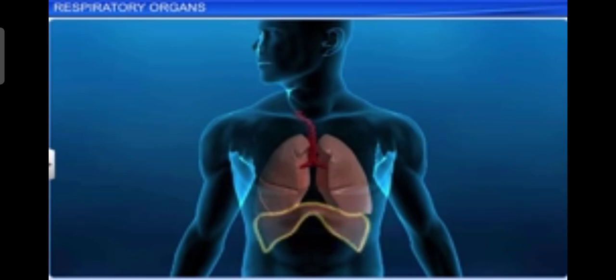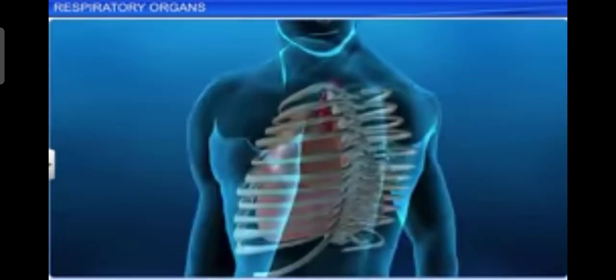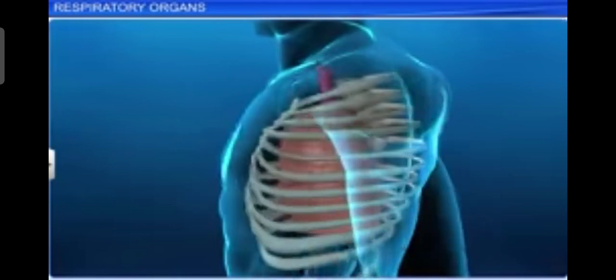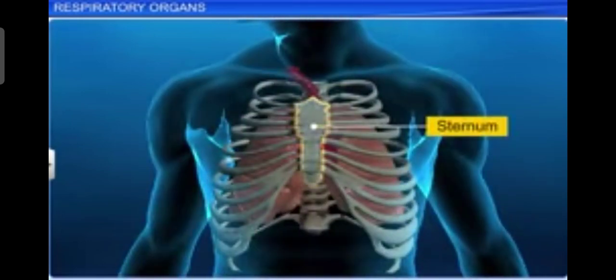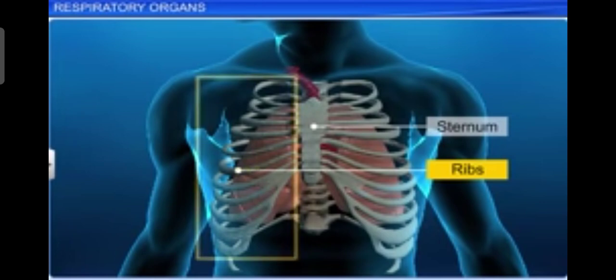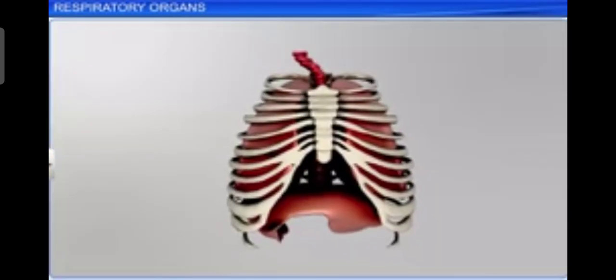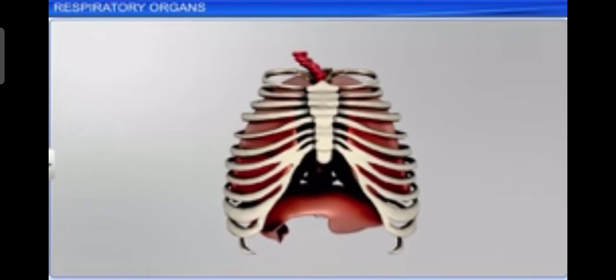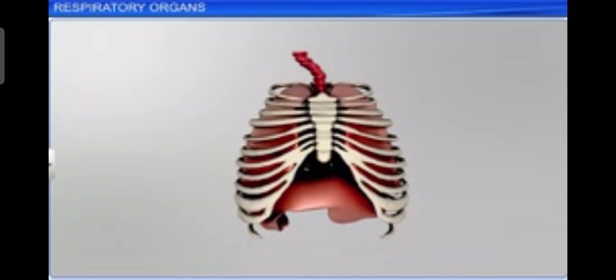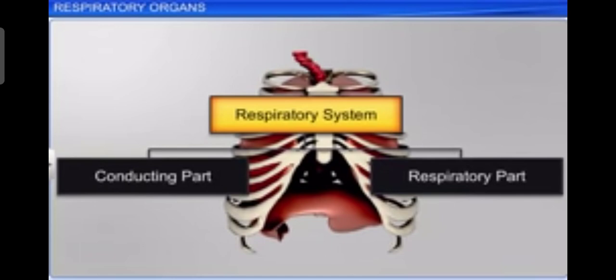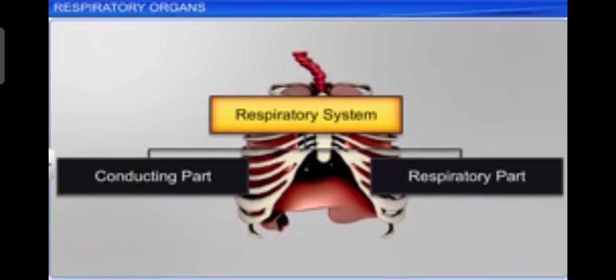Inspiration is initiated by the contraction of the diaphragm, which increases the volume of the thoracic chamber in the anteroposterior axis. The contraction of the external intercostal muscles lifts up the ribs and the sternum, causing an increase in the volume of the thoracic chamber in the dorso-ventral axis. See, this is the diaphragm. Breathing consists of inspiration, during which atmospheric air is drawn in, and expiration, by which the alveolar air is released out.